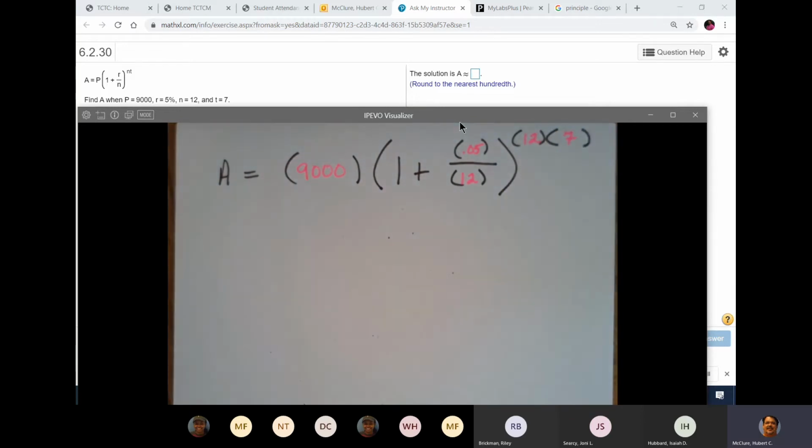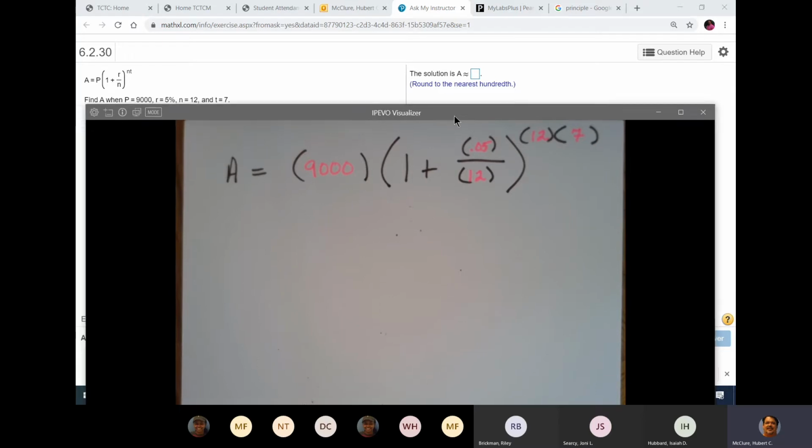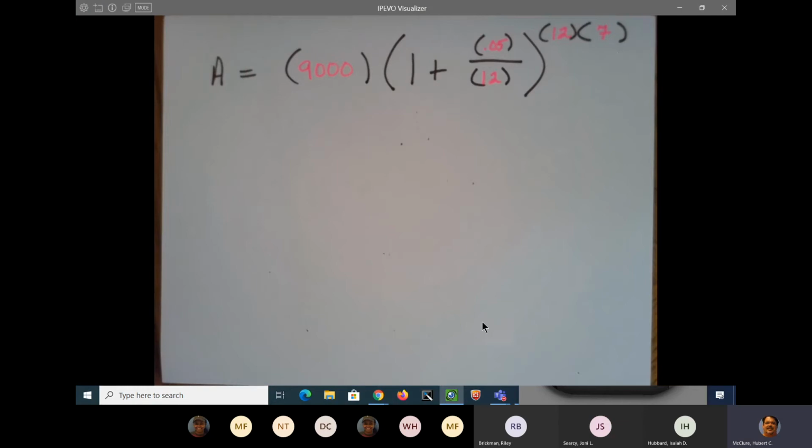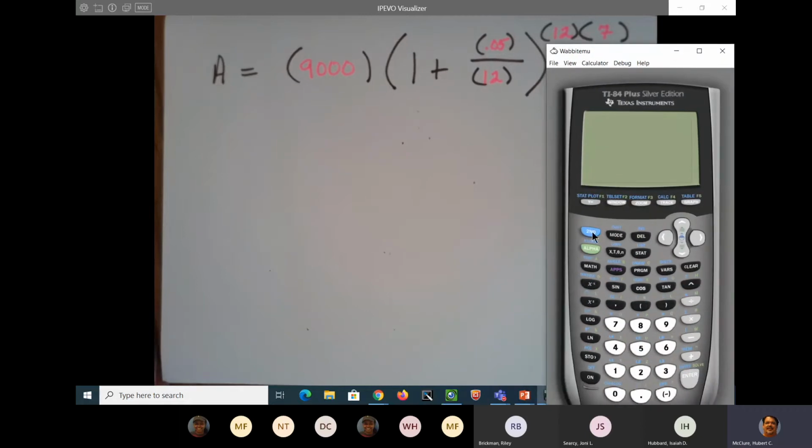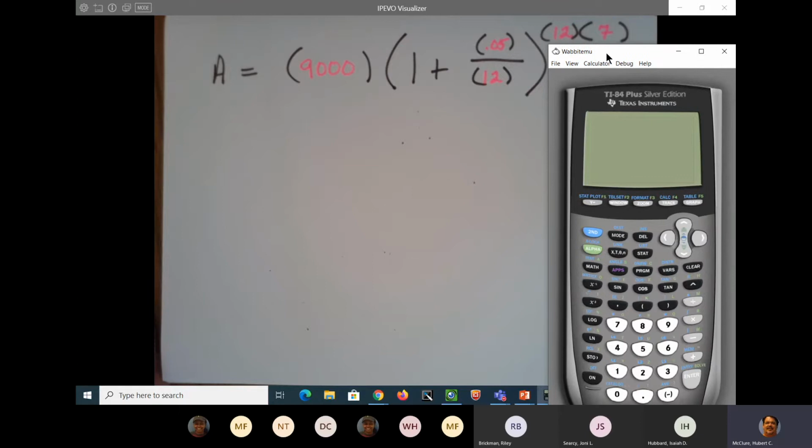Now, I want you to get your calculators out, because I am going to let you use your calculators on this, because you're not Rain Man, and you're not going to be able to do this without a calculator. I'm going to show you the proper way to do this problem on the calculator. You may not like it, but it's the right way to do it. The first thing you do is work inside the parentheses. 0.05 divided by 12. Okay, we got the decimal. Now we're going to add that to 1.